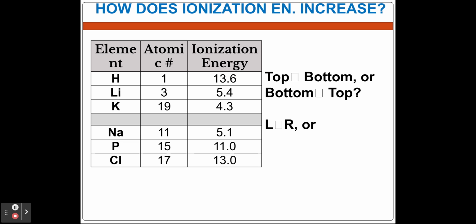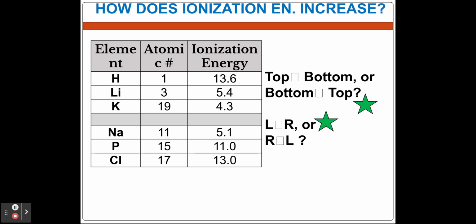And what about going across a period? So lithium, phosphorus, chlorine. What happens to ionization energy as you go across from left to right? And here we can see that as you go from left to right, the amount of ionization energy increases. So what does that tell us? So, in answer to the question, ionization energy increases from bottom to top, so going up your table. And it also increases going from left to right. That's something we want to remember.